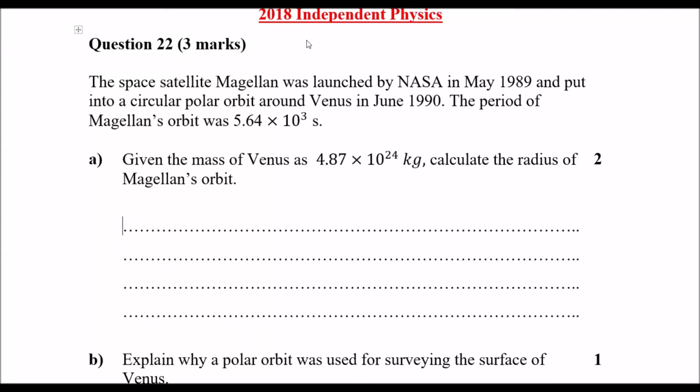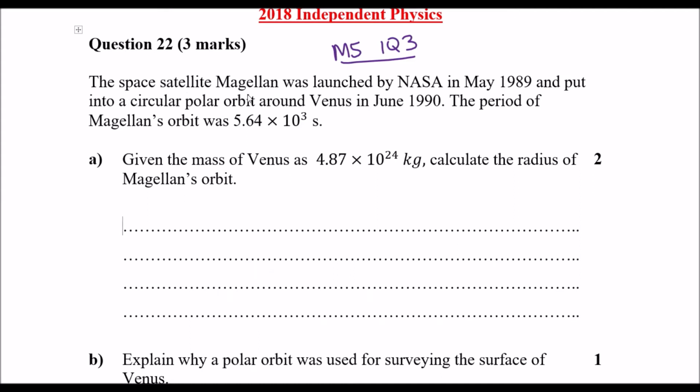We're going to go through an exam question paper. This is from the 2019 Independent Physics paper. Question 22, worth 3 marks, and it's also going to look into Module 5, inquiry question number 3. This is going to be about motion in gravitational fields, so let's begin.